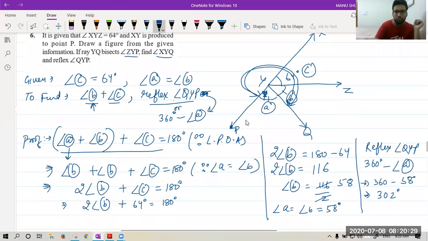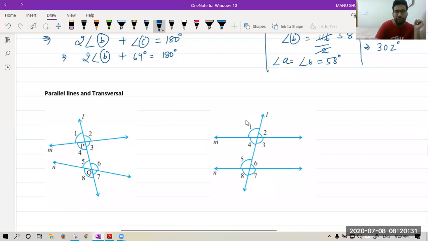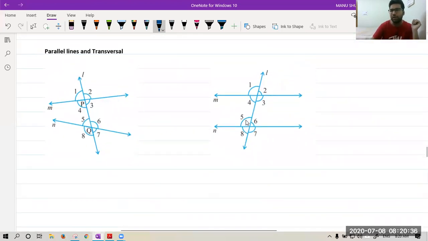Let's see the next one now. Next concept, parallel lines and transversal. In the starting of the chapter, I told you this concept, if you remember, but still, let us take it one more time. We have understood that angle 1 and angle 5 are corresponding angles because they are on the same side. Then we understood 4 and 6 are alternate interior angles. Can we say 1 and 5 are equal in this case?